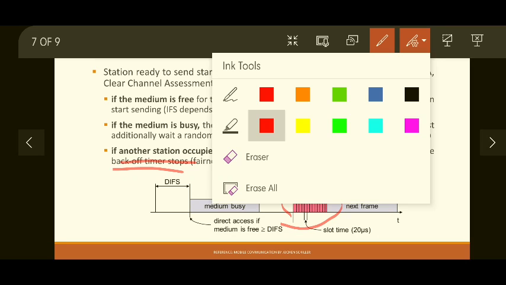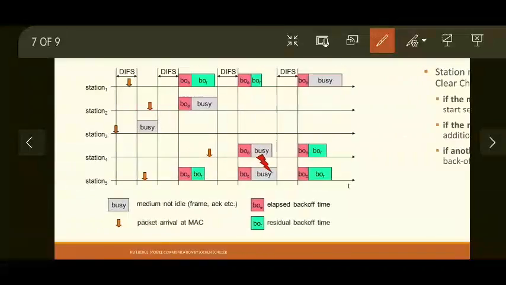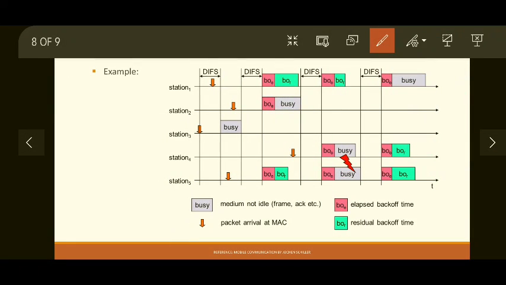Now how is this done? Let's take an example. There are 5 stations in this particular medium. We are implementing DFWMAC-DCF with CSMA/CA. Now, at station 3, this arrow indicates packet arrival at the MAC layer. That means station 3 has the first priority because it gets a packet first at the MAC layer.